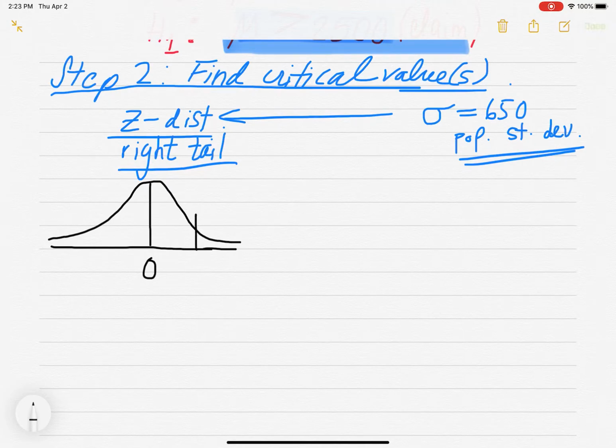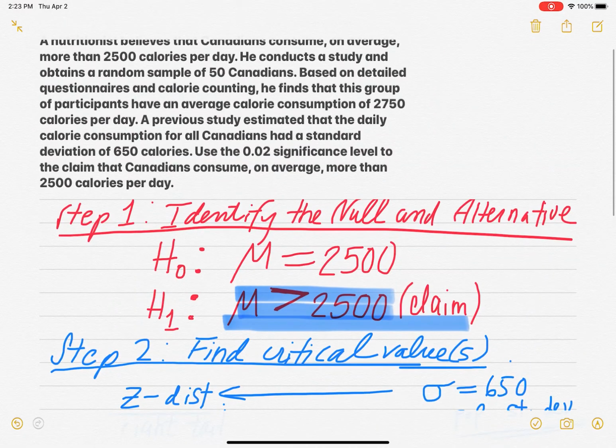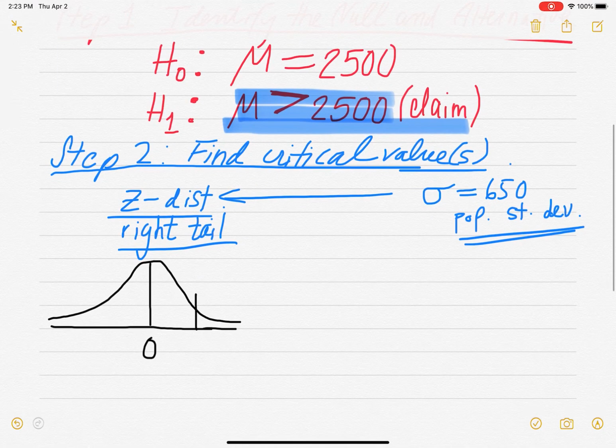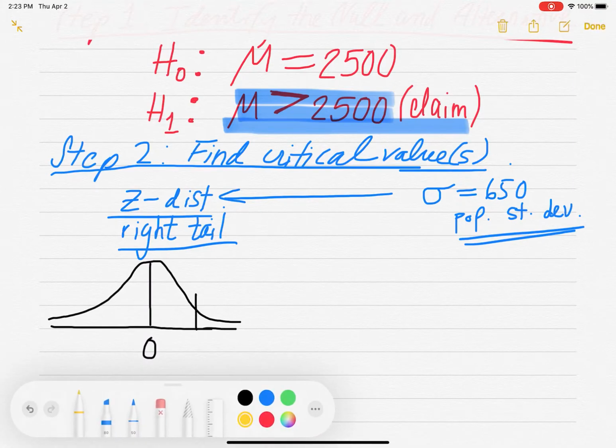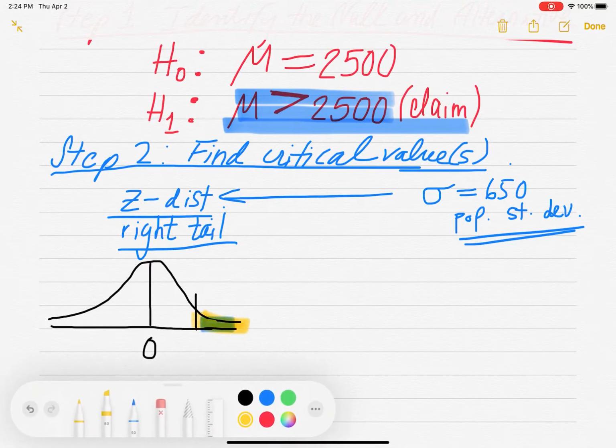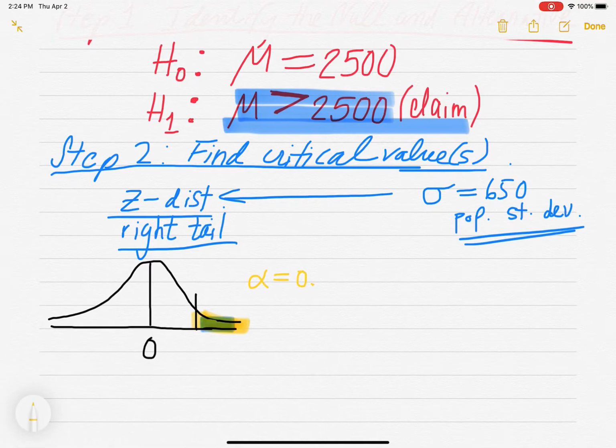Our significance level, if you read carefully, says use the 2% significance level, 0.02. So that's going to be the area in the right tail. Let me use a highlighter. Yep, yellow. That right tail there should be 0.02. That's called alpha, 0.02. So 2% room for error here, a 2% chance of making a mistake.